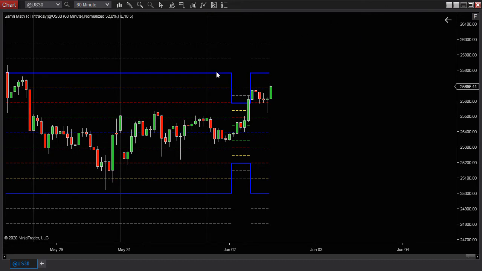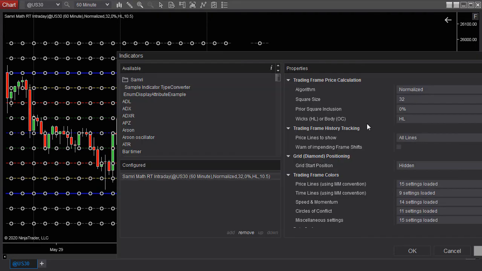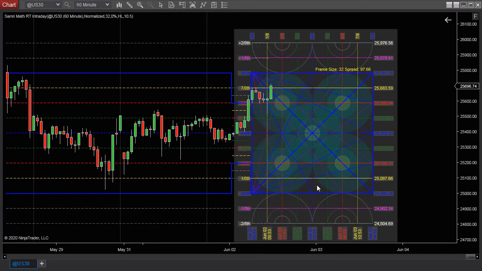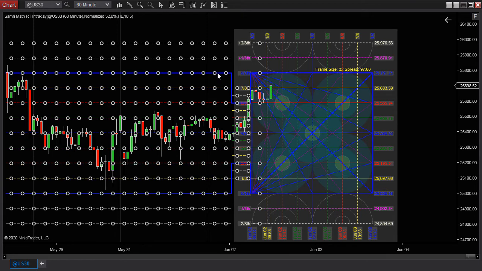Right, so let's go back to the diamond and show it. Now we have it hidden. Let's put it back to where it defaults, which is where every frame shift occurs. Another option that you might want to look at is to have this grid starting at a specific date and time. So this is how you do that.